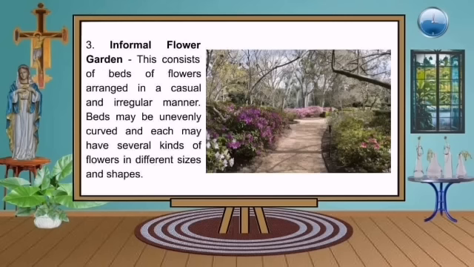We also have informal flower garden. This consists of beds of flowers arranged in a casual and irregular manner. Beds may be uneven curved, and each may have several kinds of flowers in different sizes and shapes. This type of garden is relatively inexpensive and easy to maintain. The common types of plants for this garden includes San Francisco, peanut grass, water plants, palmera, yellow bells, Chinese hollies, calachuchi, mayana, gumamela, and many others.